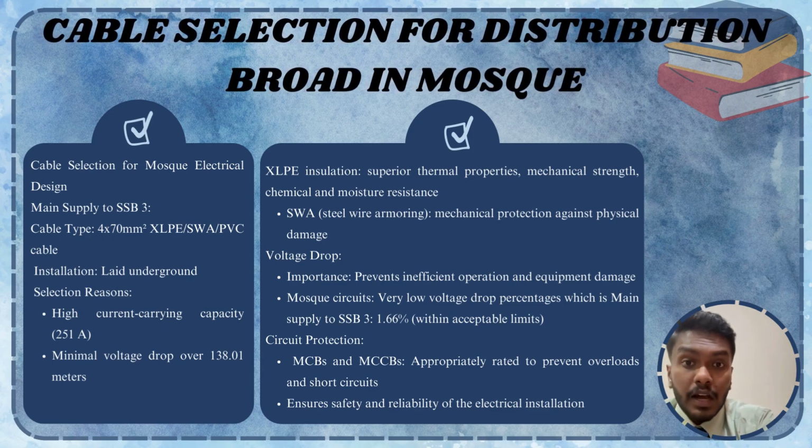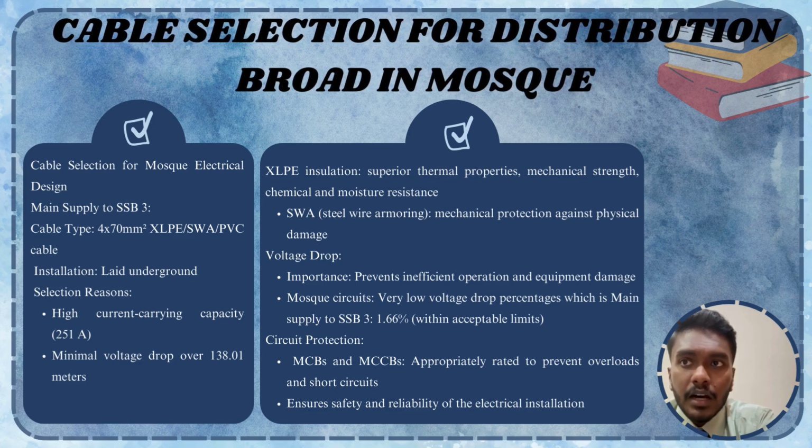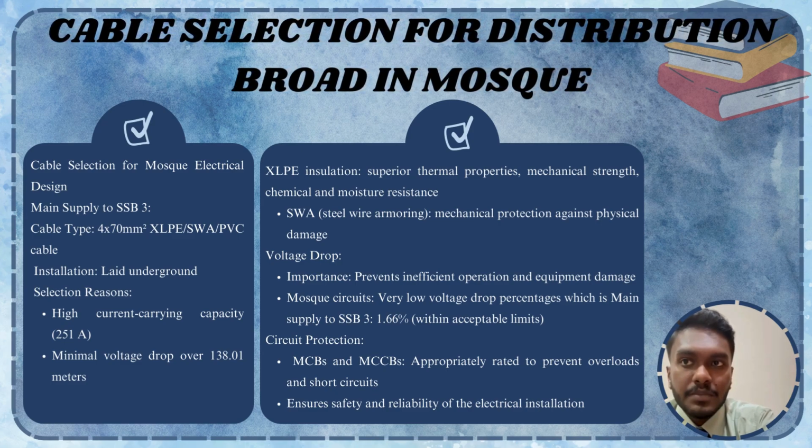Now let's talk about the underground cable. For the main supply to the sub-switch board SSB3, a more robust 4 times 70 mm square XLPE SWA PVC cable is selected, laid underground. This cable type is chosen due to its higher current rating capacity of 251 ampere, necessary to handle a higher demand and ensure minimal voltage drop over a longer distance of 138.01 meters.